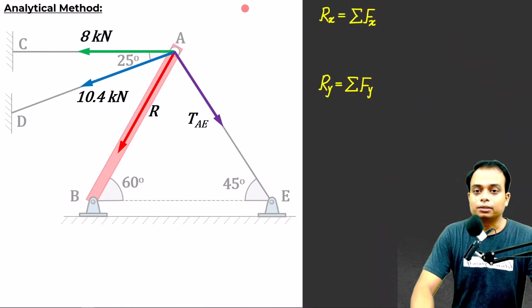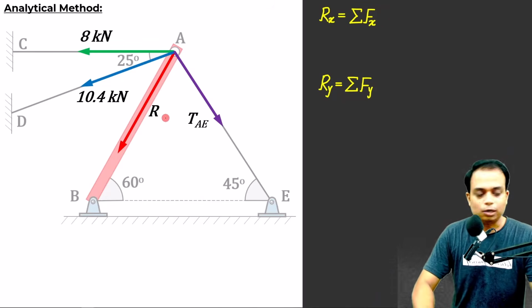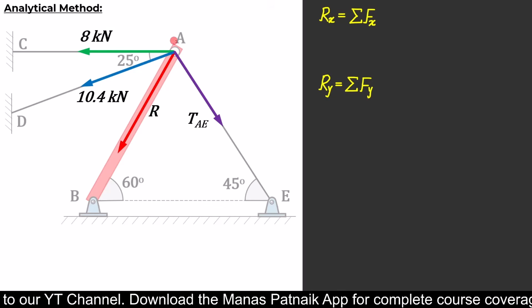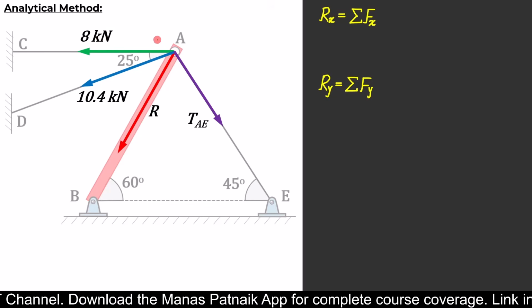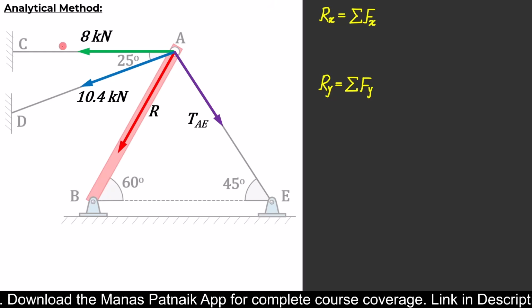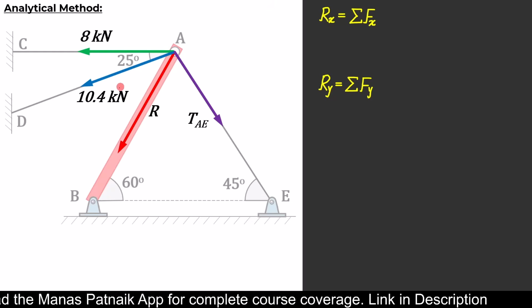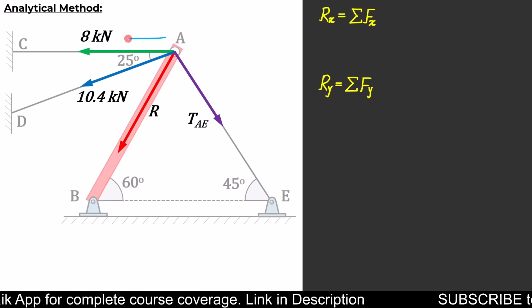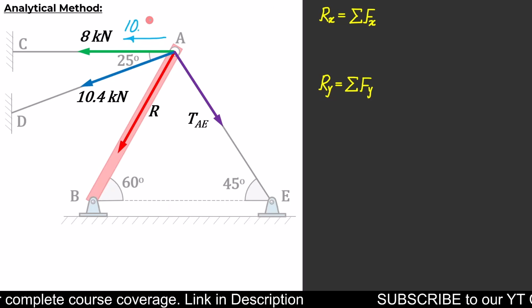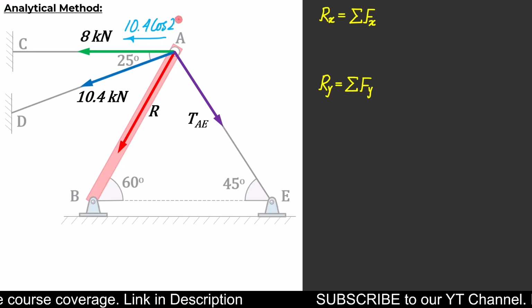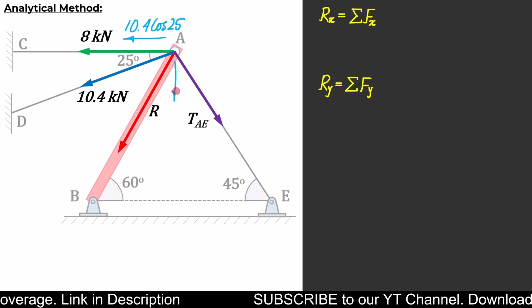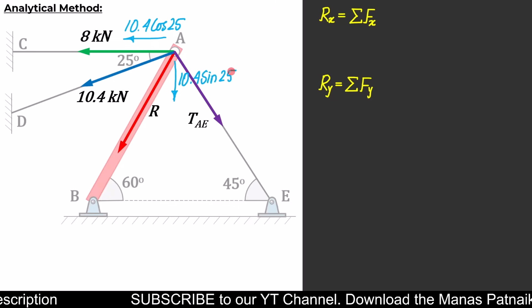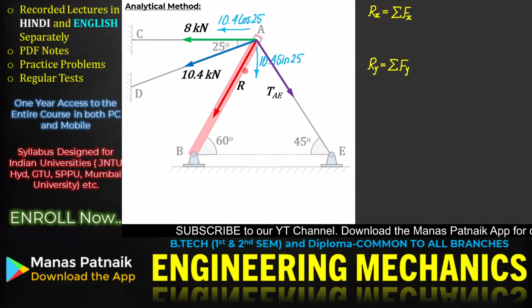For that, we need to resolve these forces into their components. So follow this. This is going to be fun. The 8 kilonewton force is already along the x-axis. Don't worry. 10.4 can be resolved into two components. One component is along this direction, 10.4 cos 25, while the other component is along this direction, 10.4 sin 25.